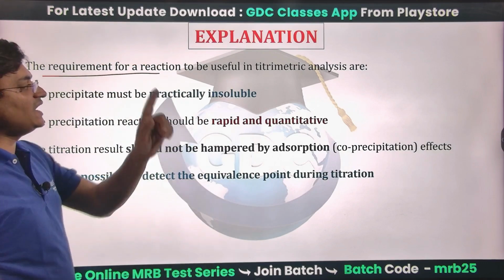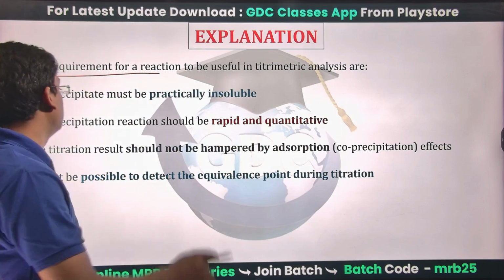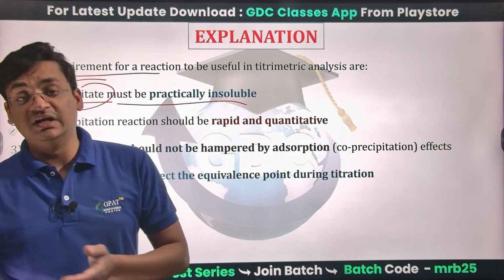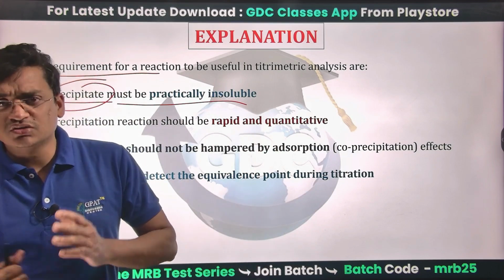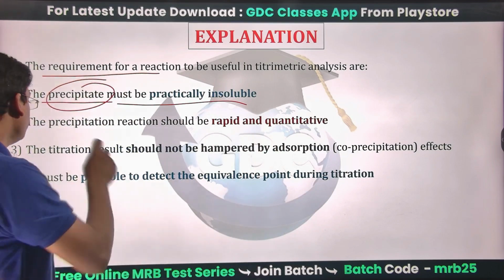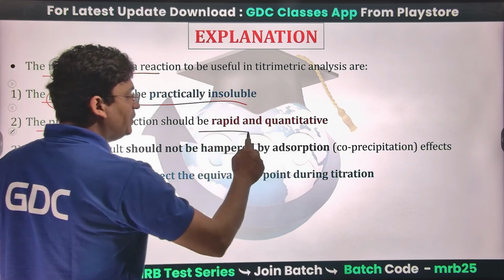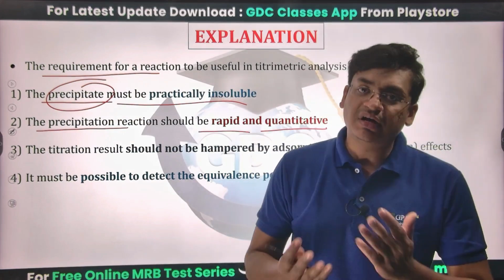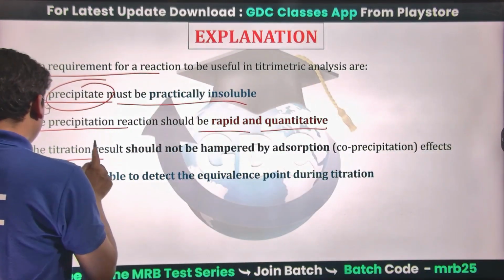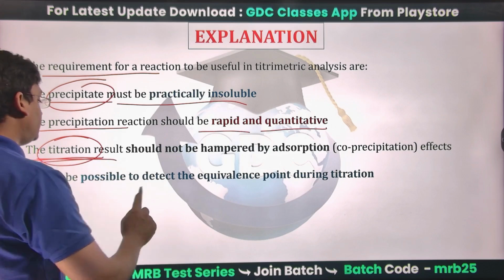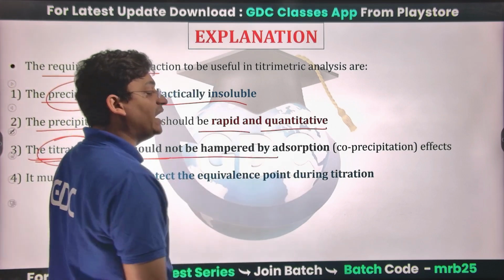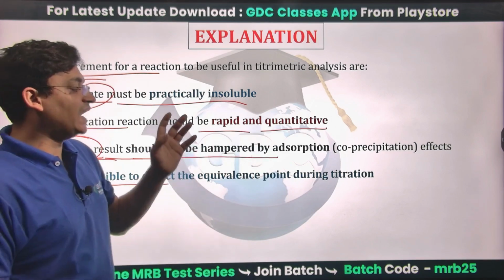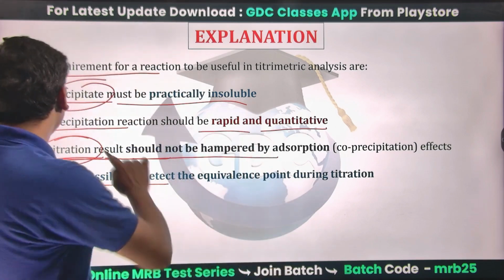The requirements for a reaction to be useful in titrimetric analysis: the precipitate must be practically insoluble, that's why it came out of that particular solution, or you can say the end product. The precipitate reaction should be rapid and quantitative. If you are measuring that precipitate, it should be quantitative. The quantity must be sufficient for the measurement of that particular compound. The titration result should not be hampered by adsorption, that is co-precipitation effects. It must be possible to detect the equivalence point during the titration.